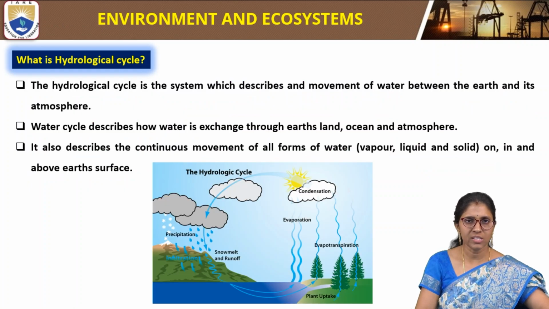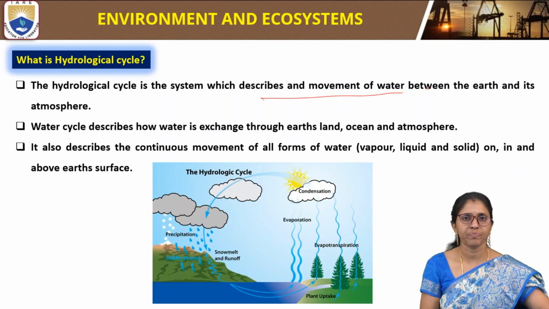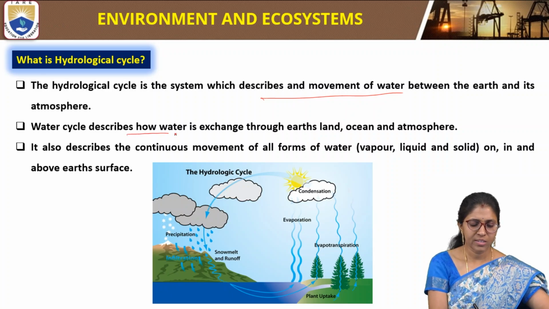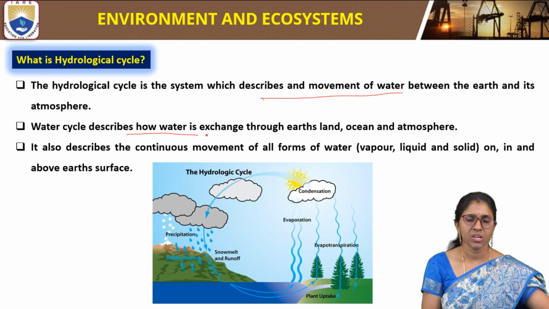So what is the hydrological cycle? The hydrological cycle is a system which describes the movement of water between the earth and its atmosphere. The water cycle describes how water is exchanged through land, ocean and atmosphere. So the hydrological cycle is nothing but the water cycle. Mainly it describes how water is exchanging through land, ocean and atmosphere.